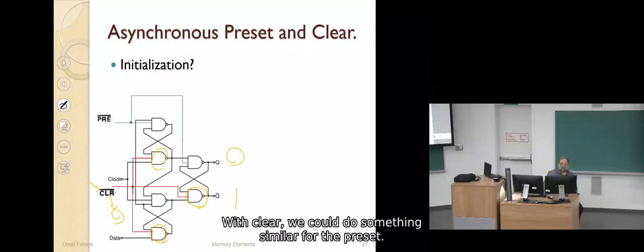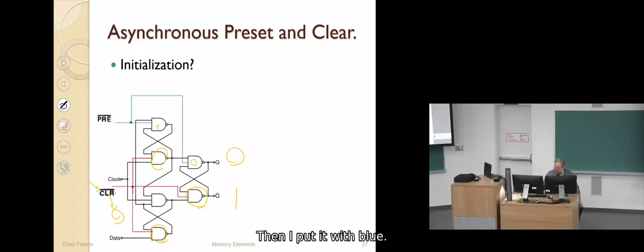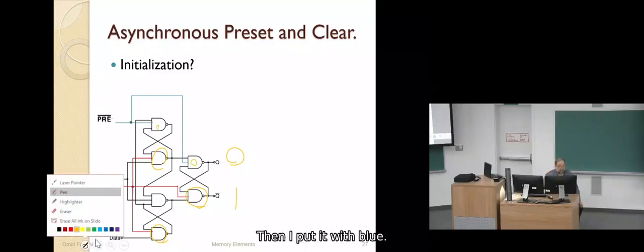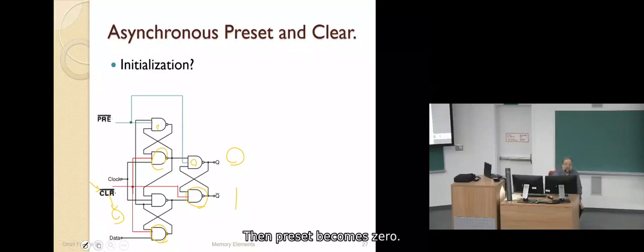We could do something similar for the preset. If we connect preset to here for the Q, and also we put it here to make it some kind of stable, then, I put it in blue, when preset becomes 0, it is active low again. You see the bar at the preset, it means active low.